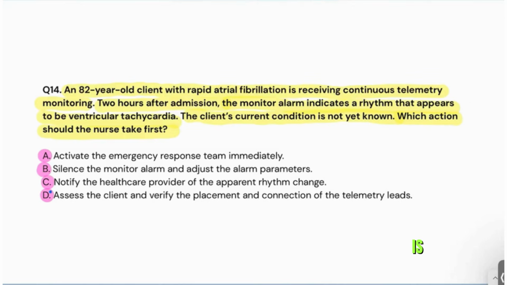So the correct answer is letter D. Treat the client, not the monitor. Determine whether the rhythm is real and assess hemodynamic status first. Letter A is not the best answer because emergency response depends on the client's condition. Letter B is also not correct because you do not simply silence a potentially serious alarm. Letter C, notify the healthcare provider of the apparent rhythm change, is not correct because assessment before calling the provider is very important. Let's go to the next question.